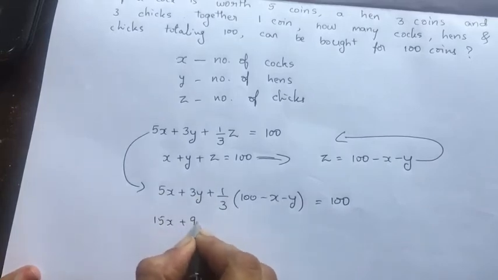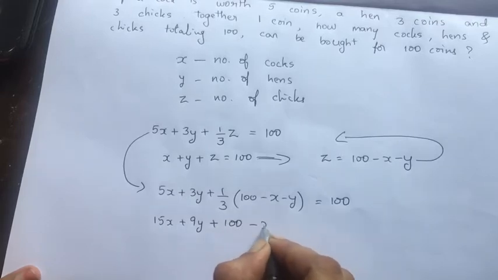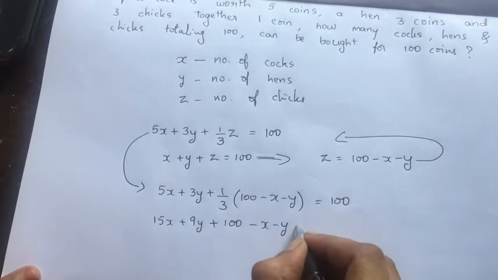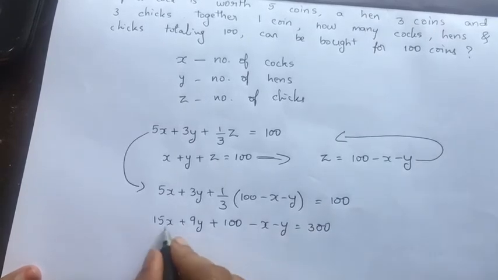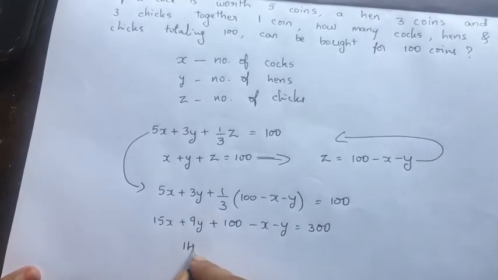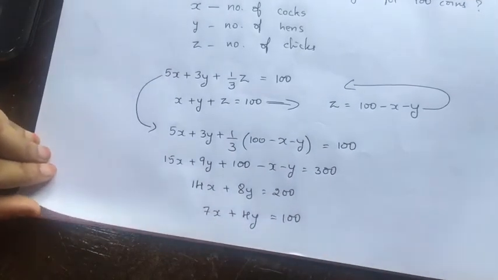15x plus 9y plus 100 minus x minus y, and the 3 goes up here so that it will be 300. I'll rearrange this equation. 14x plus 8y equal to 200, so that 7x plus 4y equal to 100. I'm getting a Diophantine equation, 7x plus 4y equal to 100. I have to solve this.